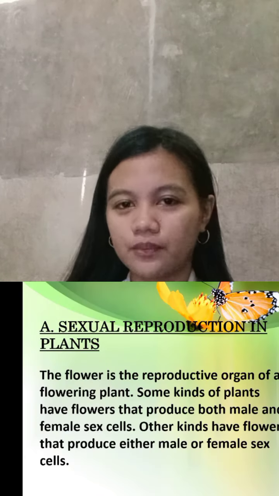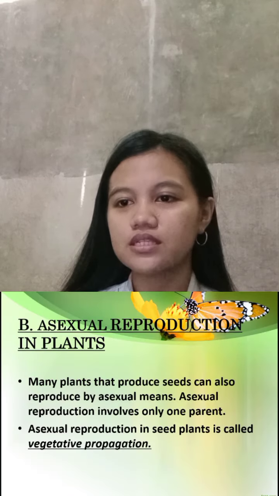Now let's proceed to our discussion. Like what I have said earlier, there are two kinds of reproduction in plants, the sexual and asexual. And when we say sexual reproduction in plants, it is a kind of plants that have flowers that can reproduce with both male and female sex cells. And when we say asexual reproduction in plants, it is a reproduction in seed plants that can also be called vegetative propagation. And in sexual reproduction of plants, there are 4 methods.